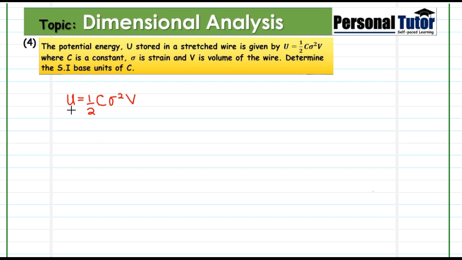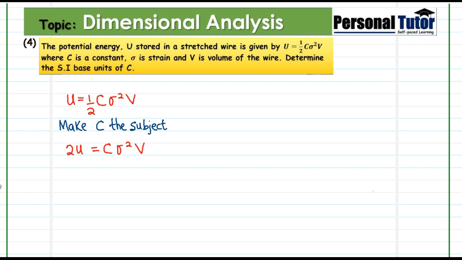U is then the subject of the relation, but we are supposed to rather find the unit of C. Therefore, let's make C the subject of this relation. So first and foremost, you multiply both sides by 2 so that these 2 can be eliminated. So that will be 2U equals, we multiply here by 2, the 2 cancel. So C sigma square V.